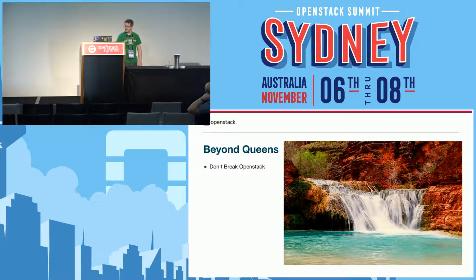Beyond Queens, it's probably going to be a continuation of the work in Queens of divergent requirements, because that's kind of a heavy thing to do. And beyond that, I don't have any specific goals other than to not break OpenStack. I think there's a theme there.